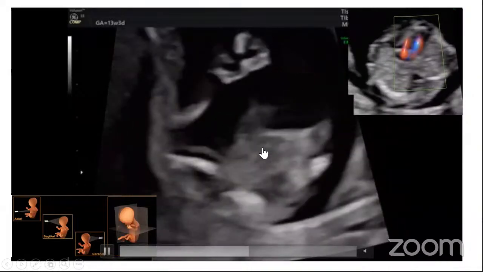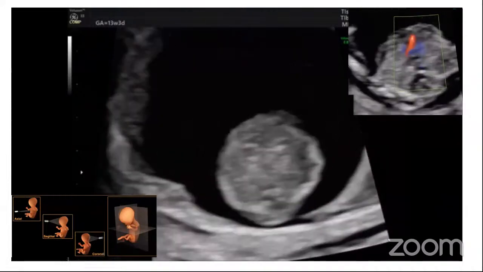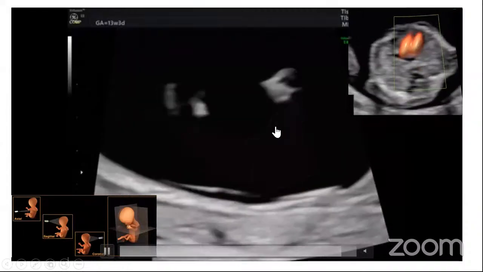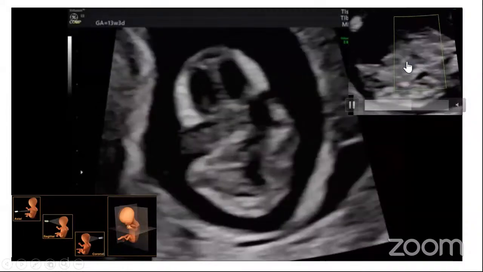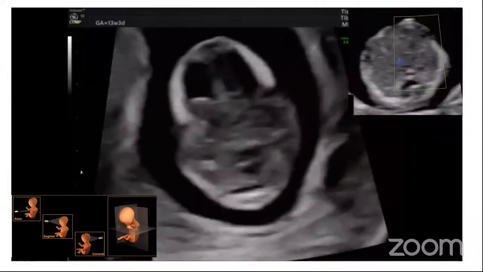So this is the heart beating and the stomach on the same side, which ascertains the normal situs. And then this is the abdominal wall insertion, the umbilical cord, the two extremities. Here we can see the fetal heart, the 4 chambers and 3 vessels on the color Doppler flow.